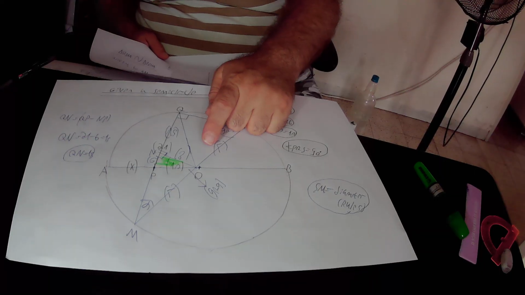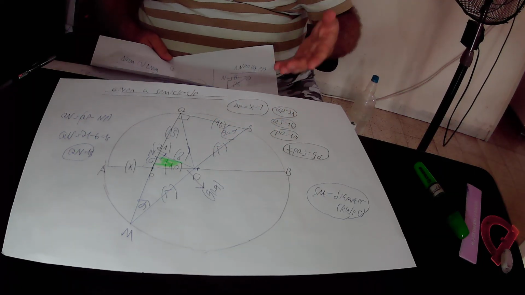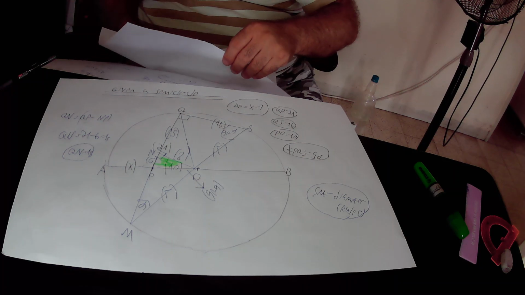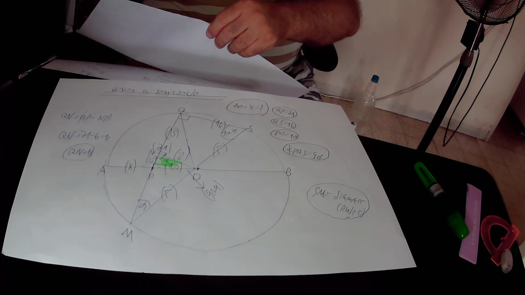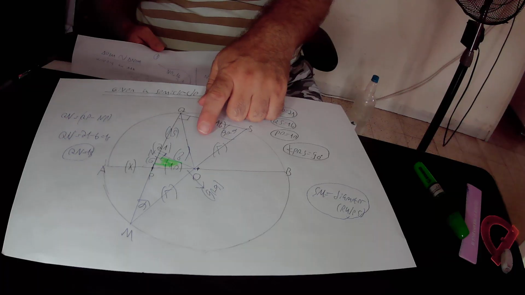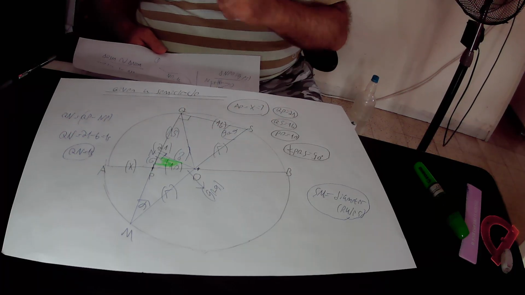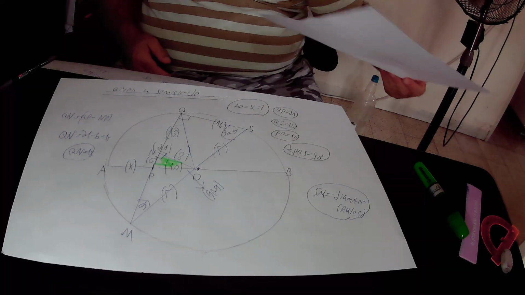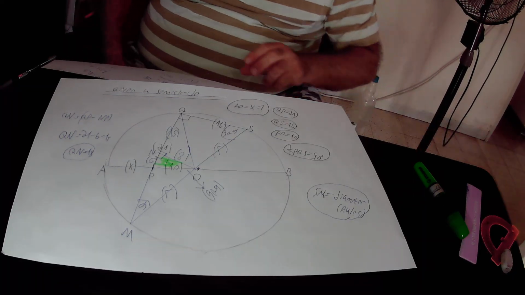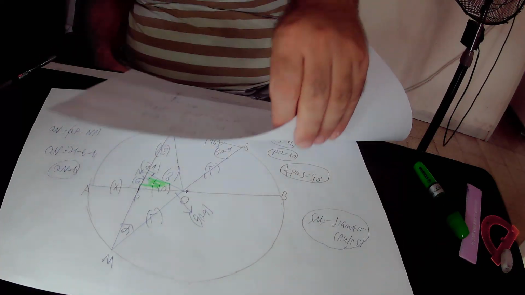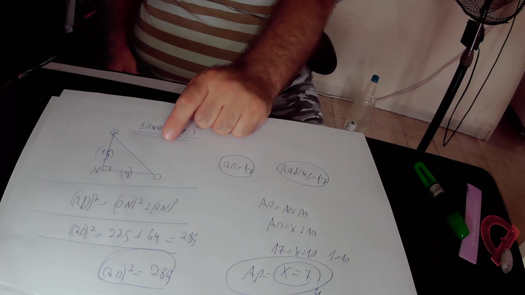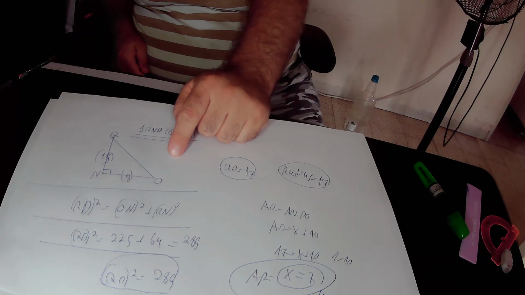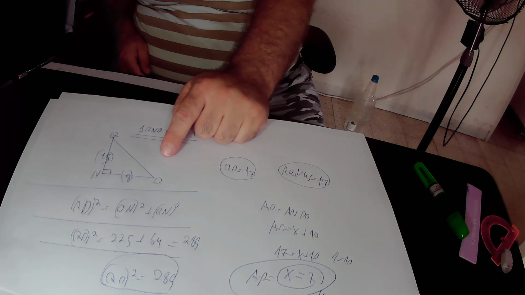In the next step, join points O and Q together by a line. OQ is the radius of the circle. So I copy this right triangle QON and implement the Pythagorean theorem on this right triangle QON. This is the right triangle QON from the original drawing. In this right triangle QON, QO squared, that is the square of the hypotenuse, equals QN squared plus NO squared.